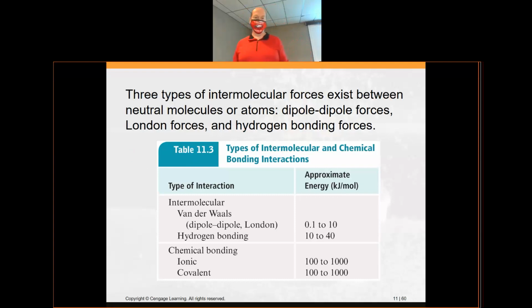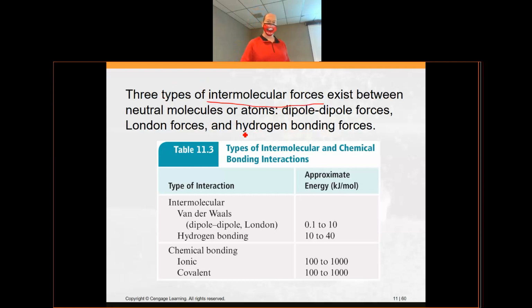All right, we're going to finish chapter 11 today, chapter 12 the next 2 days. Then that is the end of the material for this semester. All right, talk about intermolecular forces.